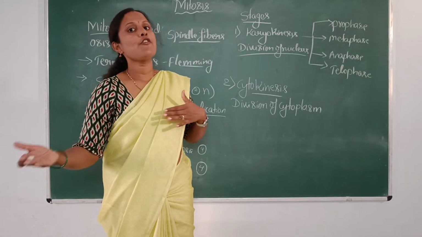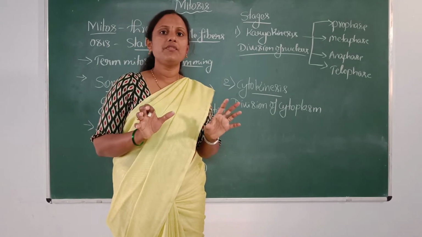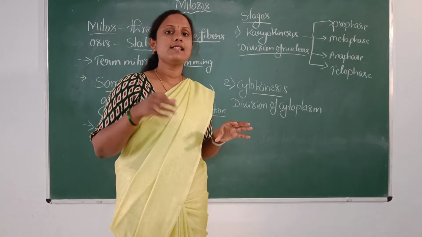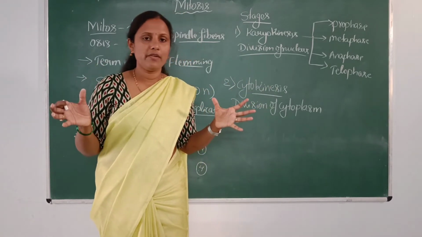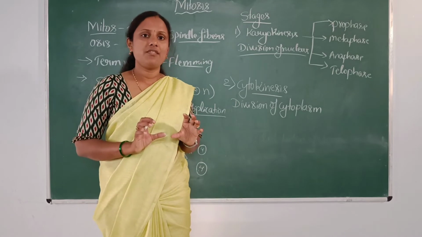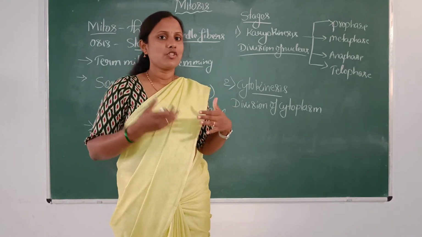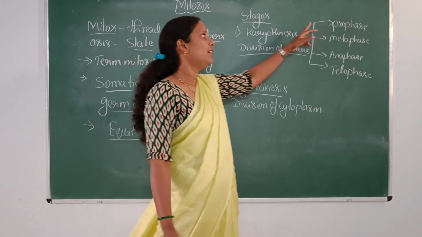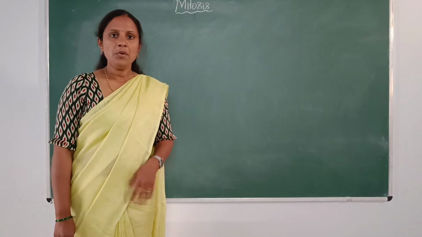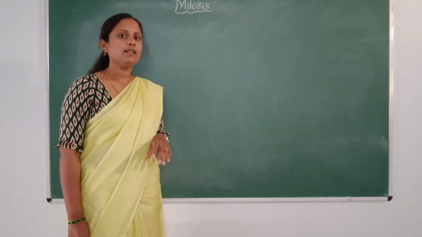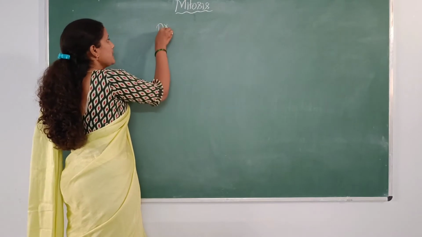But at the end of mitosis, I will give you the difference between the mitosis of plant cells and the mitosis of animal cells. There is no large difference between them, but there are minor differences between the plant cell and animal cell mitosis that we shall take up once we complete with the phases of mitosis. And now, the first phase in the mitotic cell division is the prophase.